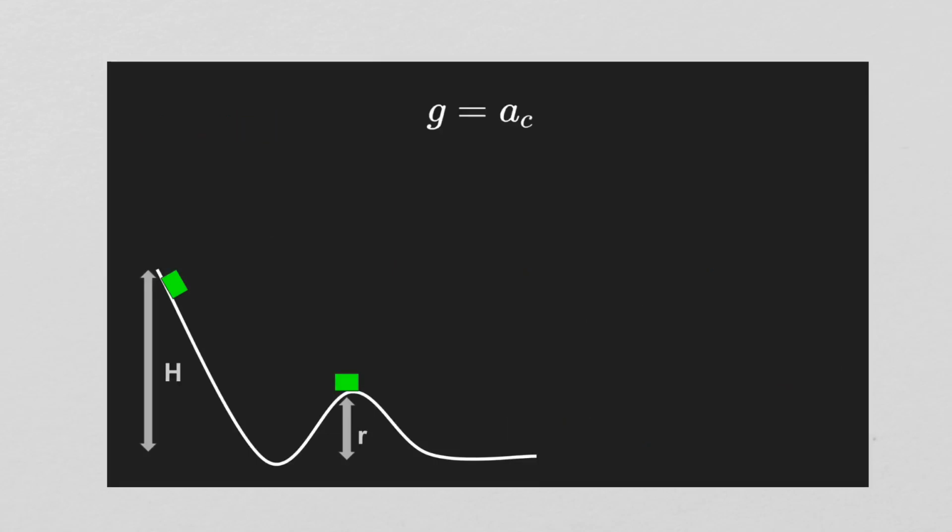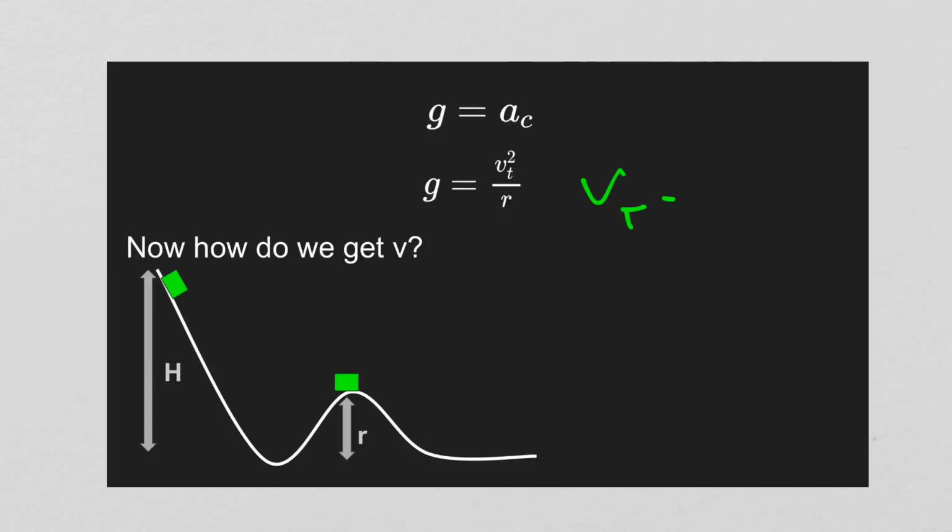Okay, good. But we want to relate this to our tangential velocity. So g is v squared over r, and if you're solving, this would just be v_t equals square root of gr. That's good. But you need to find that velocity.